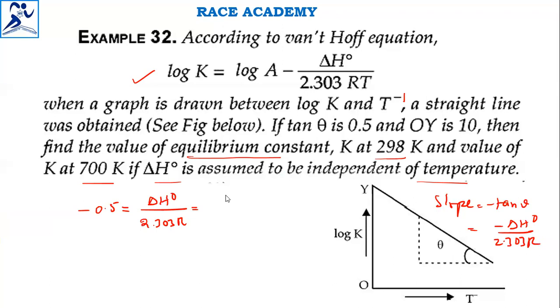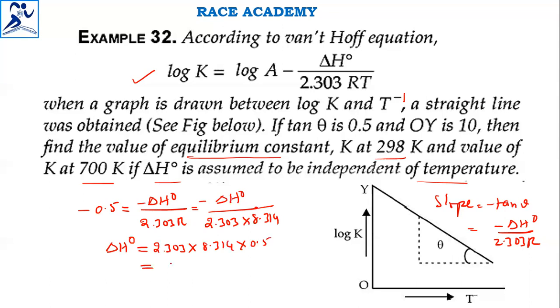The ΔH° value we don't know, so we can find it out. ΔH° by 2.303 into R, which is 8.314. The negative sign on both sides will cancel, and you get ΔH° equal to 2.303 into 8.314 into 0.5. Upon simplification, I got the answer in joule per mole, that is 9.574 joule per mole. So the ΔH° value I have calculated.